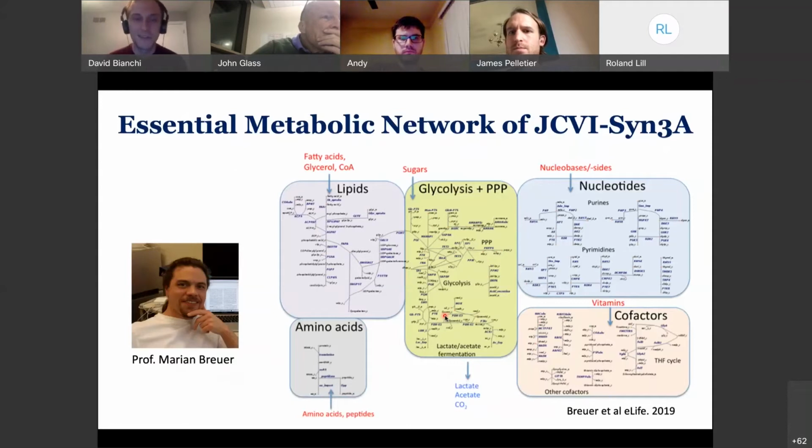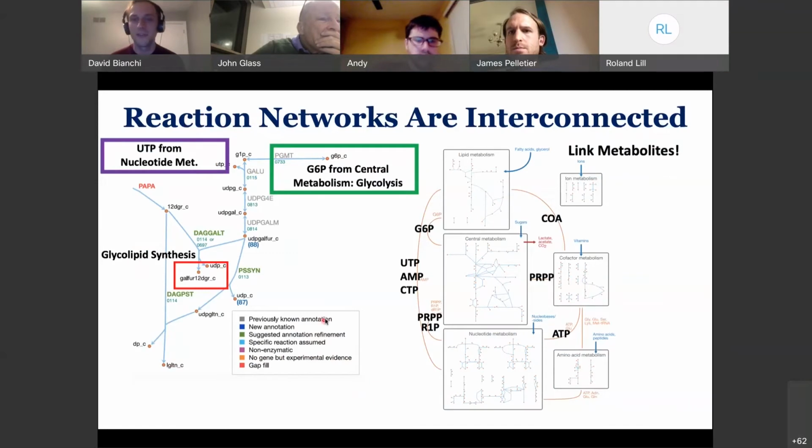As Andras mentioned, the really key starting point here for us was some work done by Professor Marian Breuer in developing this metabolic map for Syn3A that we use for our FBA model. Something that's really key to note, both from just looking at the map and from Andras's talk, is that all of these networks, in terms of producing lipids, the main glycolysis pathway, are very interconnected and have this communication and exchange through various metabolites that are in the system.